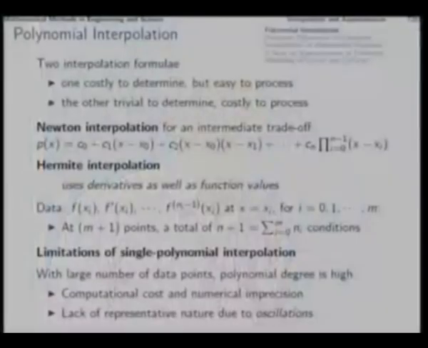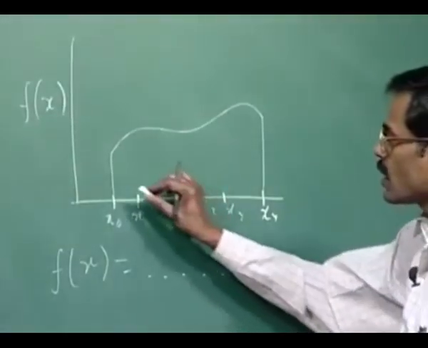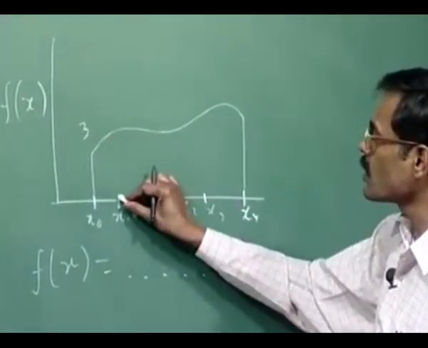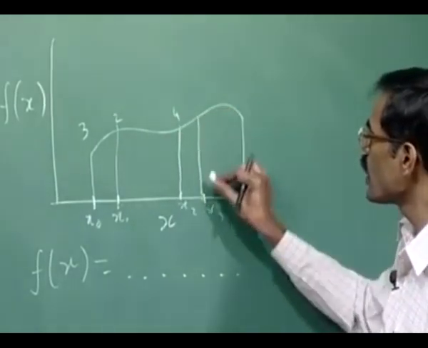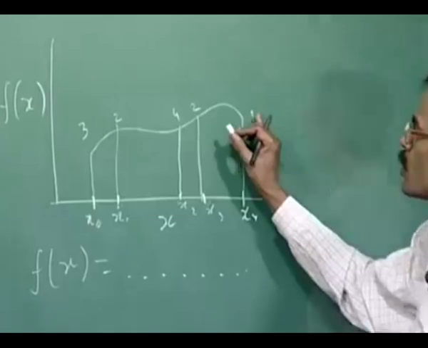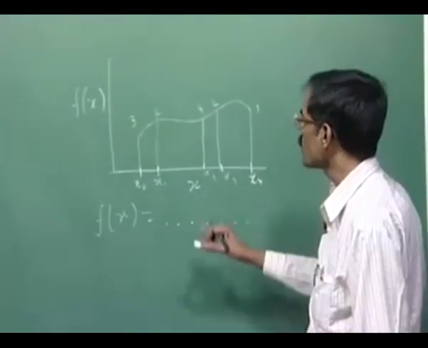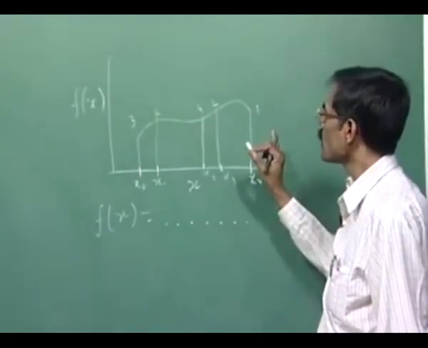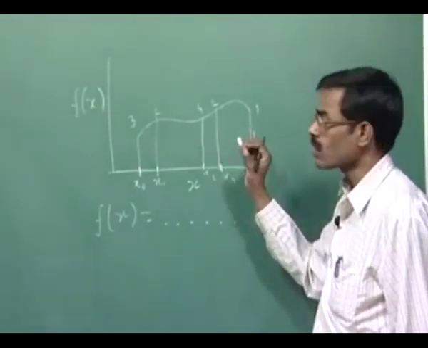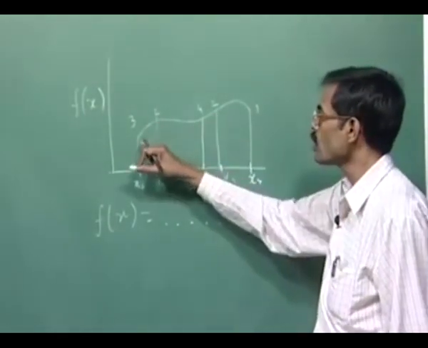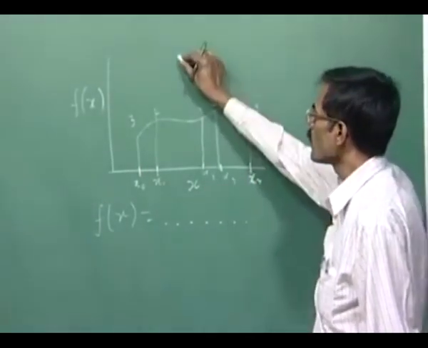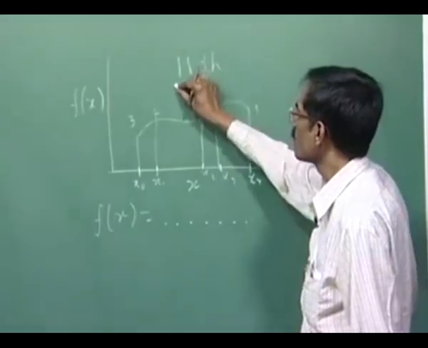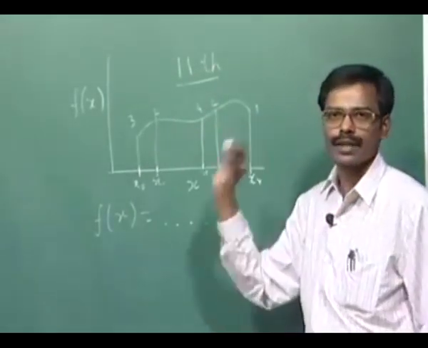Now, that way you can think of a function in which at this point 3 pieces of data are given, at this point 2, at this point 4, at this point again 2, and at this point 1. So, what is the total number of conditions that you have got? 3, 2, 4, 2, 1. That means 12 conditions. That means through these points, satisfying all these function values and derivative values that are given, you can make an 11th degree polynomial which will fit this data exactly.